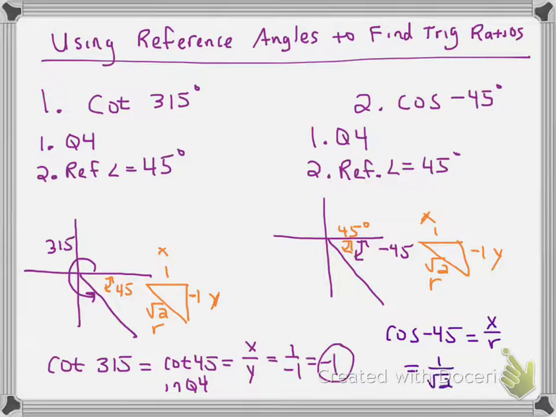X is 1, r is square root of 2. Remember, we're not going to leave it like that. I have to multiply my numerator and denominator by the square root of 2. I end up getting square root of 2 over 2 as my final answer. So that's my cotangent and my cosine for this one.